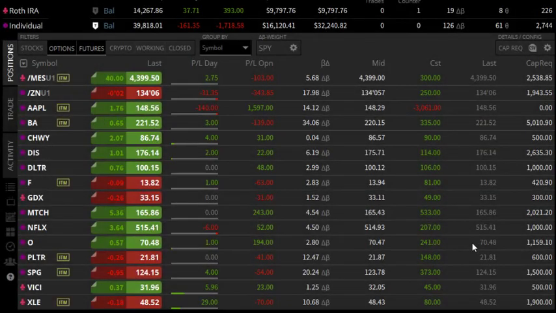Moving over to my Tastyworks portfolio, you can see just up a few $100s here in my Roth IRA and up to almost $40,000 here in my individual account, which is basically flat over the past 2 weeks, down $1,700 on the year, which is not great, but my IRA is doing slightly better at up almost $400.